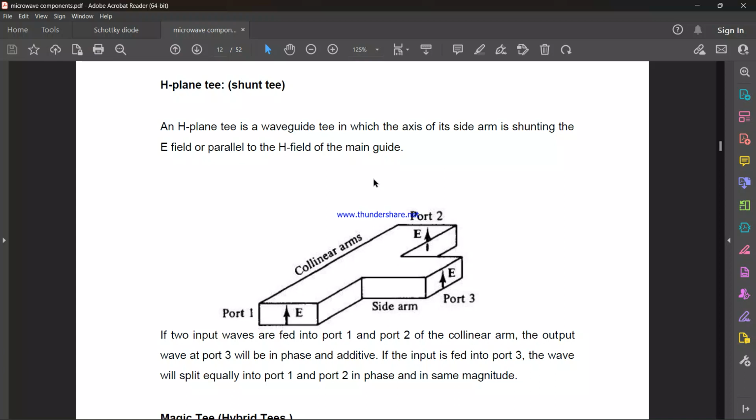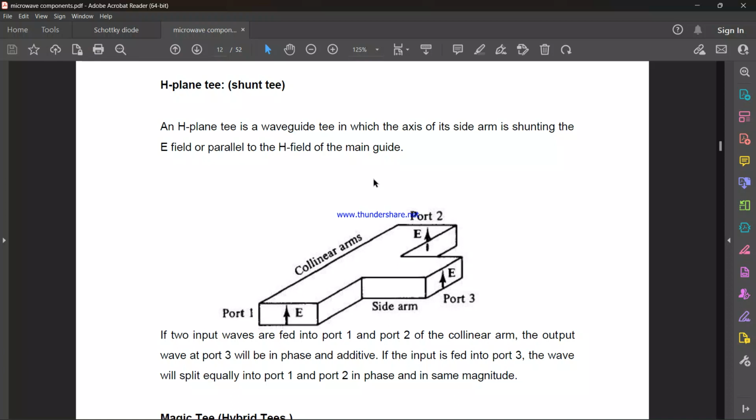and the E-plane T is called series T, the H-plane T is called shunt T. In the E-plane T, equal magnitude and opposite phase will be there in the collinear arms. In the H-plane T, equal magnitude and equal phase will be there in the collinear arms whenever the input is given in the side arm. So this is the basics of the E-plane T and H-plane T.